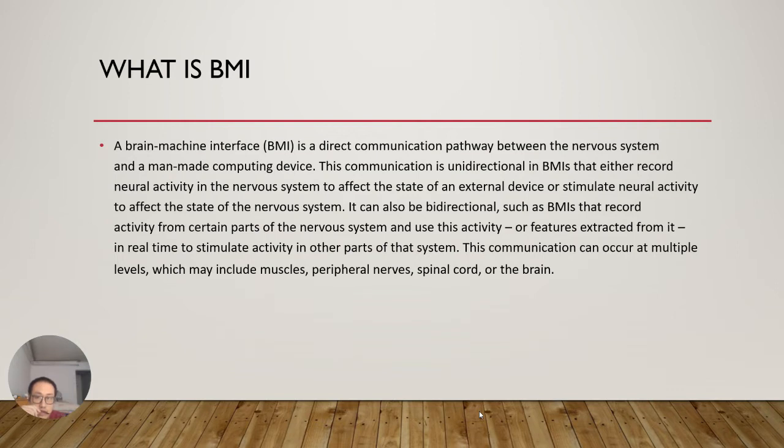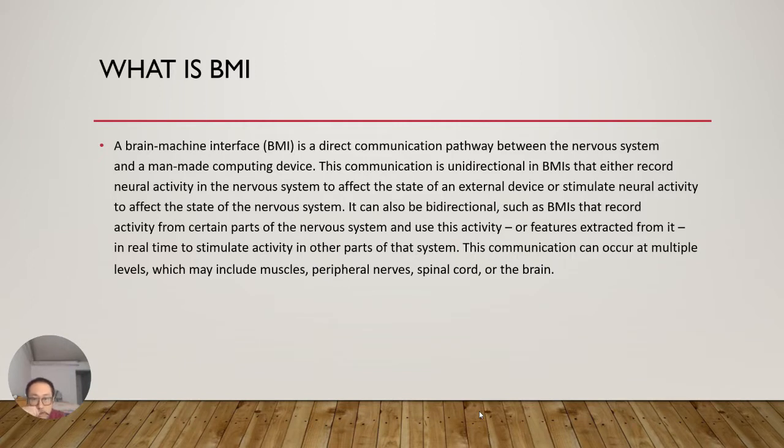This communication is unidirectional in BMIs that either record neural activity in the nervous system to affect the state of an external device or stimulate neural activity to affect the state of the nervous system. It can also be bidirectional, such as BMIs that record activity from certain parts of the nervous system and use this activity or features extracted from it in real time to stimulate activity in other parts of the system. This communication can occur at multiple levels, which may include muscles, peripheral nerves, spinal cord, or the brain.